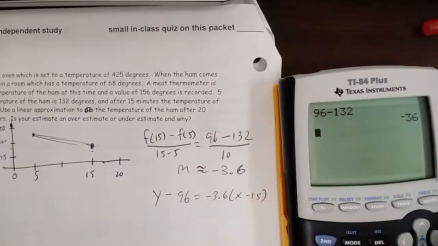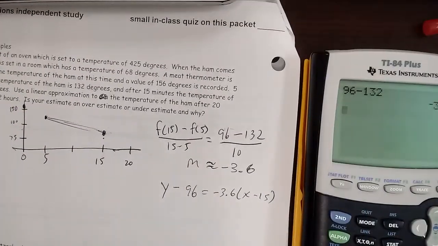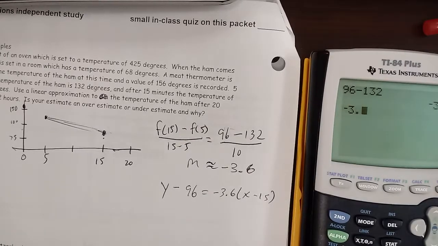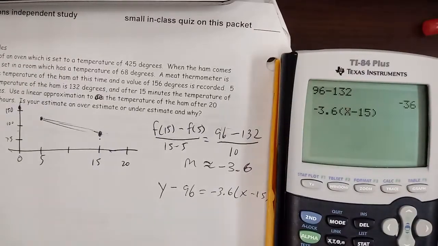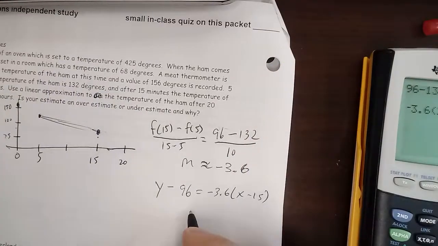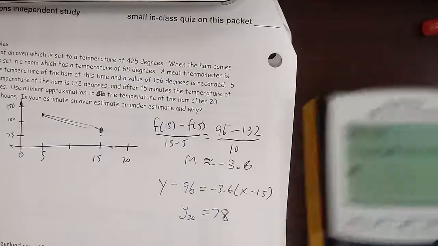And so now I can plug in 20 there and then add the 96 to both sides, and that'll be a good estimation. We're going to say 20. 78. So according to this line, it's going to be down to 78.